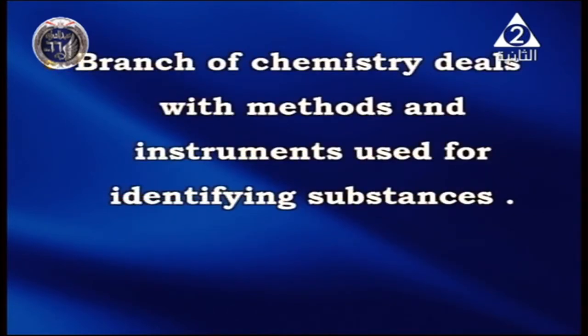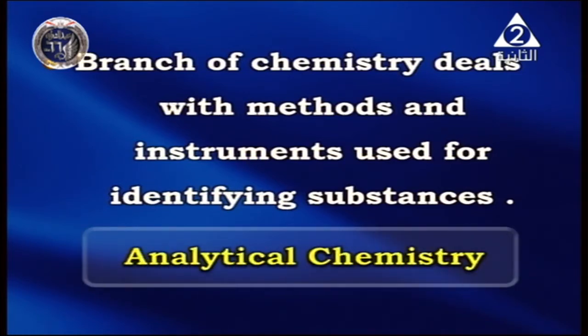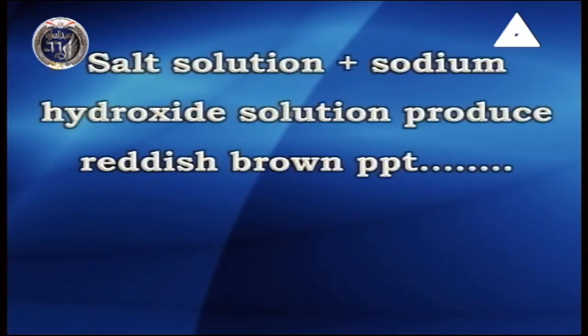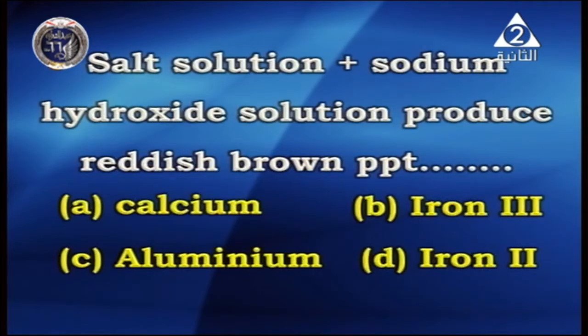Next point, the branch of chemistry deals with methods and instruments used for identifying the substance. If you think about it, it will be analytical chemistry. Choose the correct answer. The salt solution plus sodium hydroxide solution produce reddish brown precipitate of what? Is it calcium, iron 2, iron 3, aluminum, or iron 2? Here's the answer, it will be iron 3.